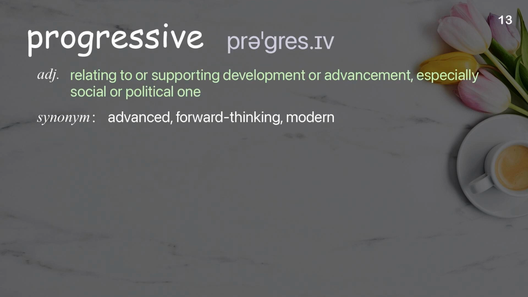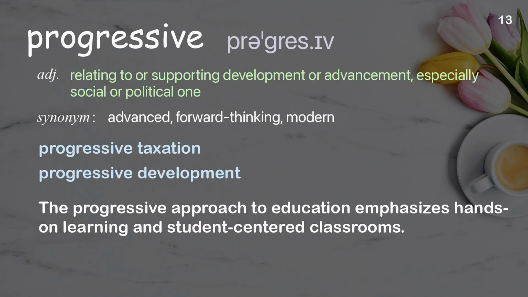Progressive. Relating to or supporting development or advancement, especially social or political ones. Examples: Progressive taxation. Progressive development. The progressive approach to education emphasizes hands-on learning and student-centered classrooms.